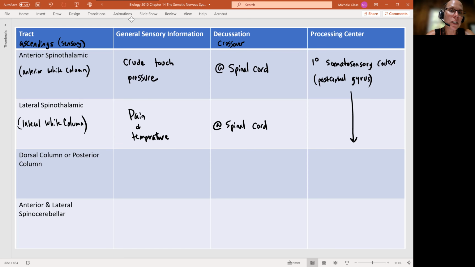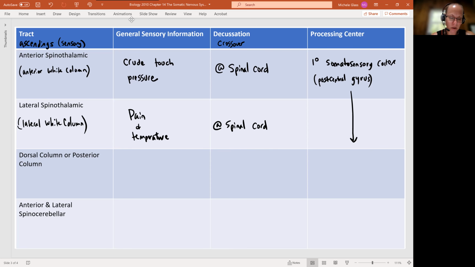If you pay attention to the names of the two tracks, they're both called spinothalamic. And so what that is telling you is that they come in at the spinal cord, they make their way to the thalamus. And if we think about the job of the thalamus, we should remember it's always going to make its way to the cerebrum then for processing. That's what the thalamus does.